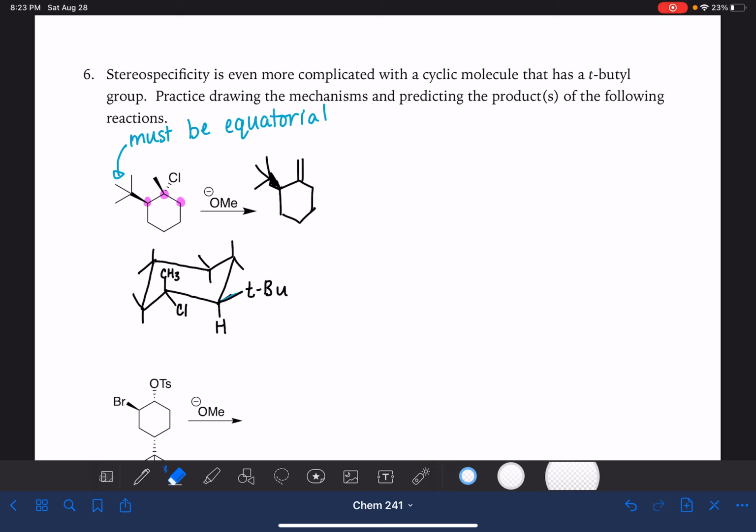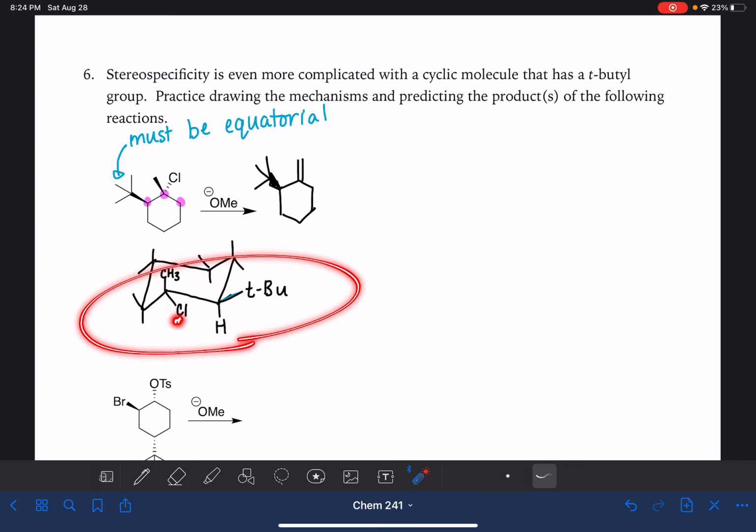We have said that the tert-butyl group has to be equatorial because it doesn't fit in an axial position. And if the tert-butyl group has to be equatorial, look at where the chlorine is. Because the chlorine and the tert-butyl are trans to each other, if the tert-butyl is up equatorial, the chlorine is down equatorial, and the elimination reaction can only take place if our leaving group is on an axial bond. It has to be on an axial bond.